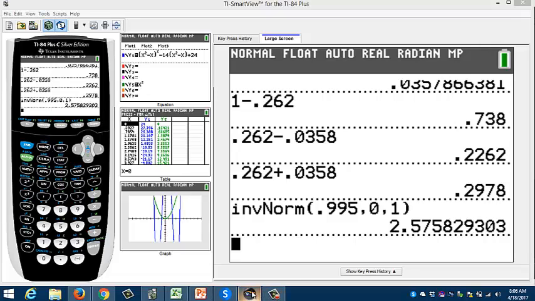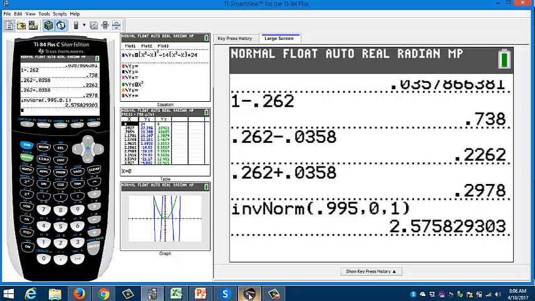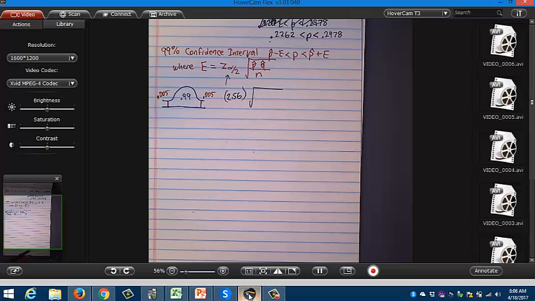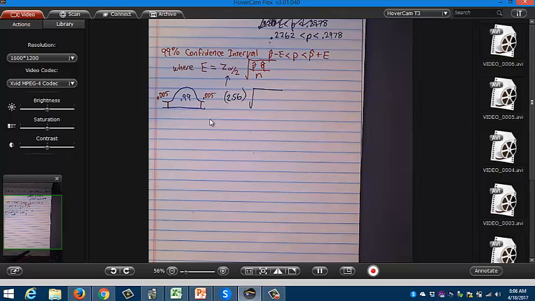Last time we were here, we typed in inverse norm of 0.995, right? Does everyone see where that came from? The left side. If you have a 99% confidence interval, how much is left over?